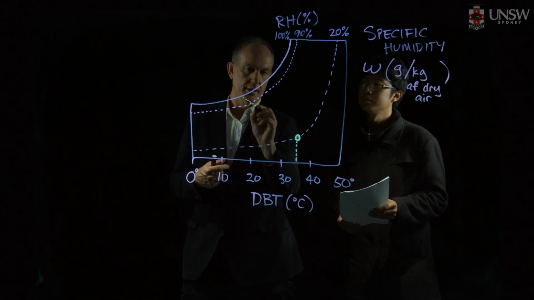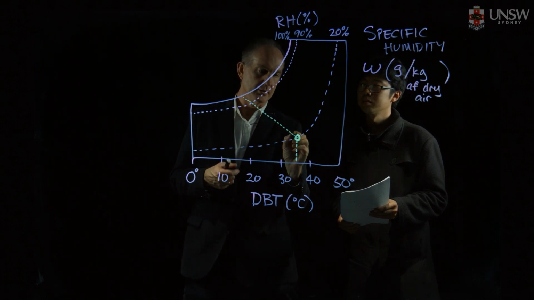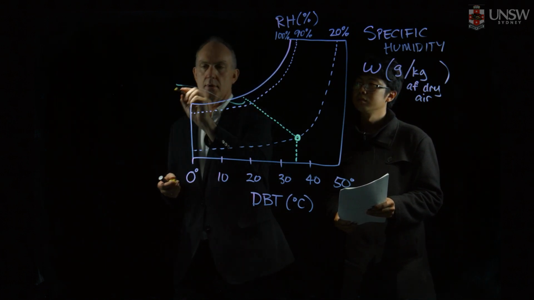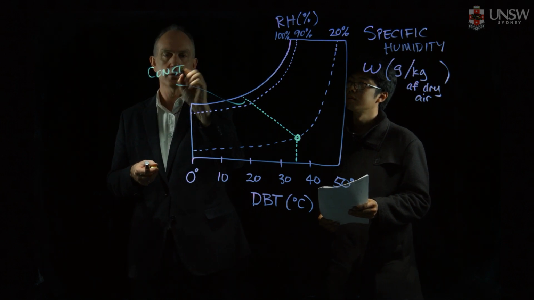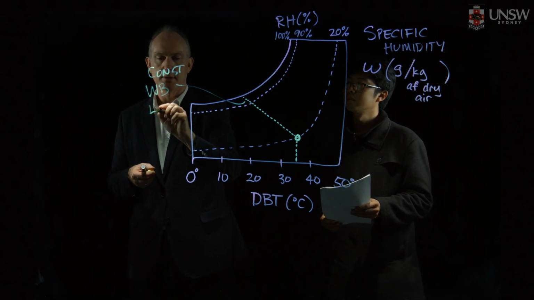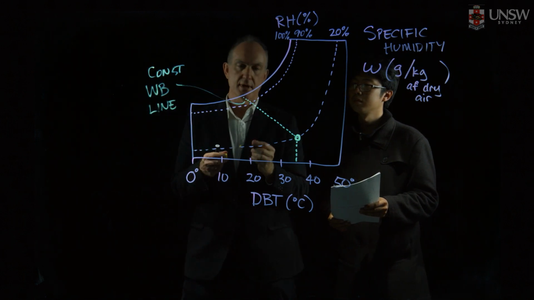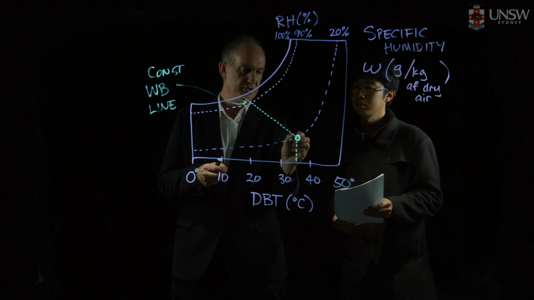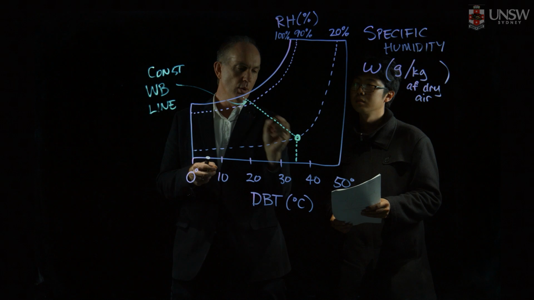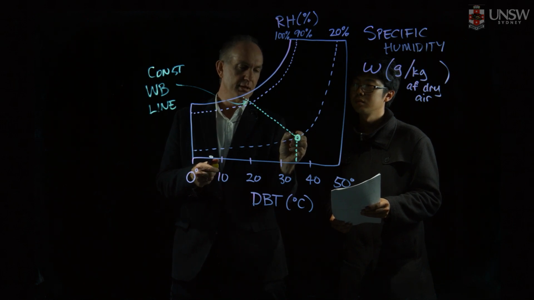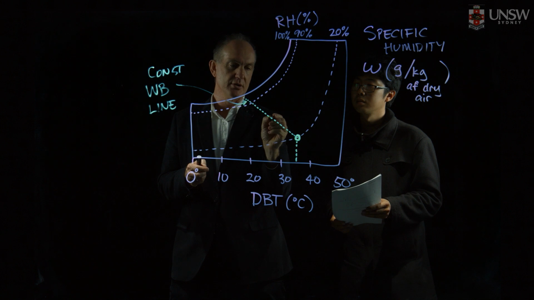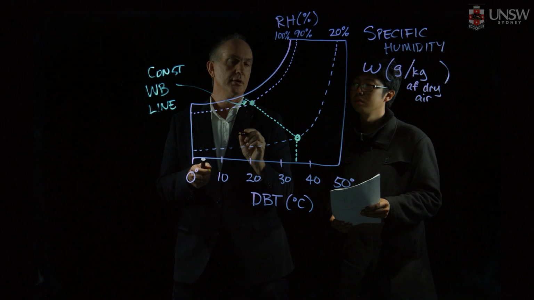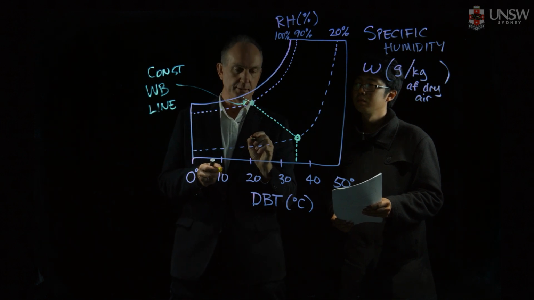It's roughly a line that looks something like that. There's our constant wet bulb line. Okay, great. So we've got our inlet conditions, 35 degrees, 20% relative humidity. As the air moves through the evaporative cooler, it moves along this line until we reach the point where we get to 90% relative humidity.